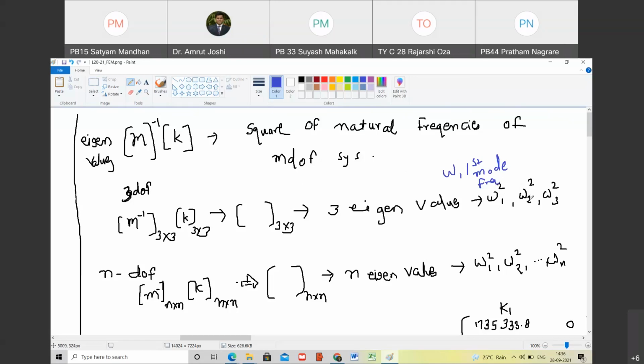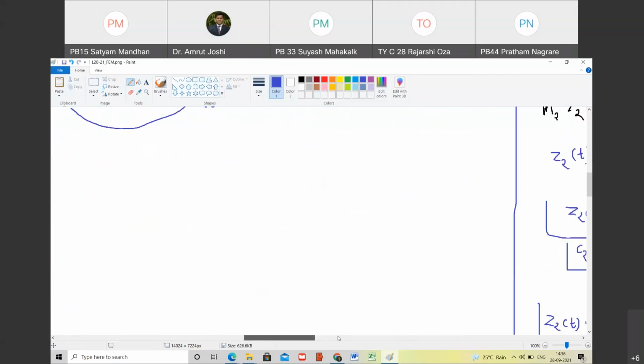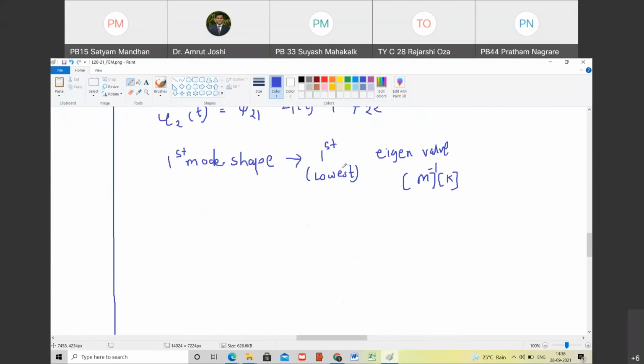First mode frequency is omega 1. Second mode frequency is omega 2. And third mode frequency is omega 3. Corresponding to the first mode frequency, जो आइगन वेक्टर है उसको हम बोलेंगे फर्स्ट मोड शेप. Are you with me? Yes, sir. So first or lowest eigenvalue is nothing but square of first mode natural frequency. Are you with me? Yes, sir.